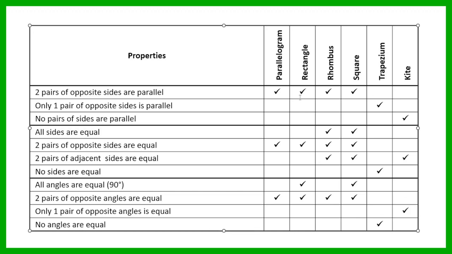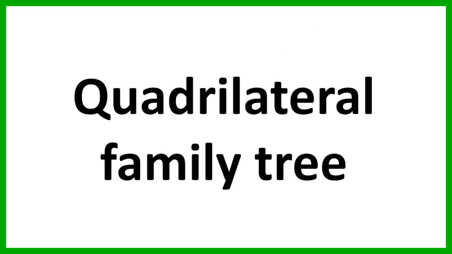Okay, so those are the properties of the different types of quadrilaterals that we can get. Remember, a rectangle, a rhombus, and a square are all special kinds of parallelograms. So they all have the properties that a parallelogram has, but they have other properties as well because they're special. Then we've got the trapezium, which only has one pair of opposite sides parallel, and we have the kite, which has two pairs of adjacent sides that are equal in length. Okay. Now let's go and have a look at the quadrilateral family tree.